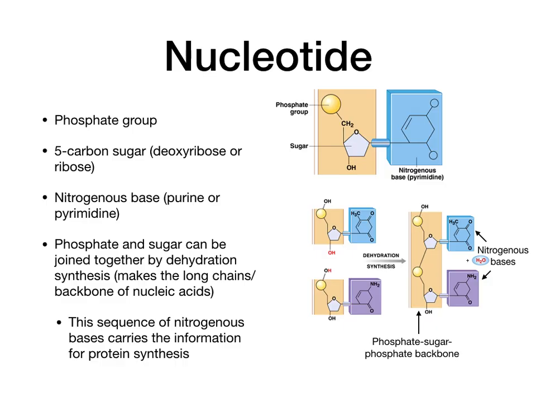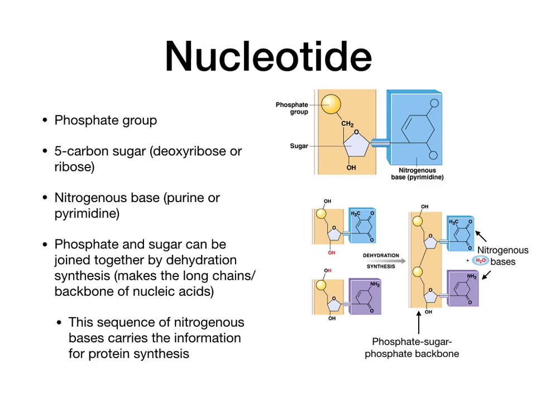The nucleotide has a phosphate group. It's a 5-carbon sugar, either deoxyribose or ribose, and a nitrogenous base, which is a purine or a pyrimidine. The phosphate and sugar can be joined together by dehydration synthesis. This makes the longer chains in the backbone of that nucleic acid. The sequence of the nitrogenous bases can carry the information for protein synthesis.